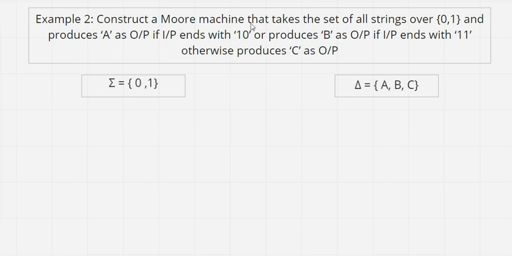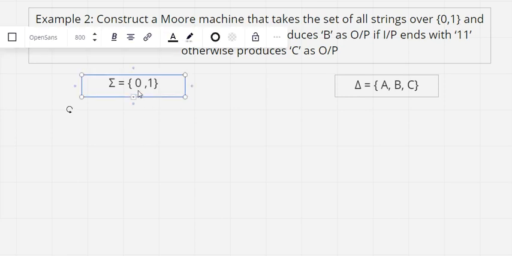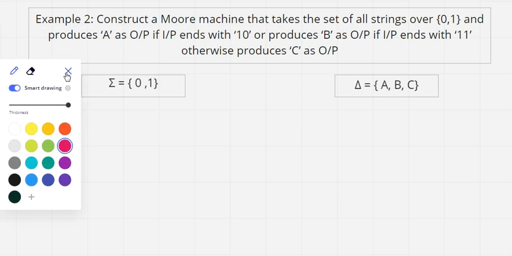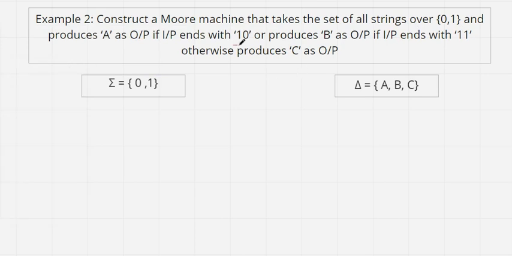We have to construct a Mealy Machine that takes the set of all strings over 0, 1 as the input alphabet, so that's already mentioned here. It produces A as output if the input ends with 1, 0. That means we have one particularly new part here. If the input string ends with 1, 0, the state will produce the output A. If the input ends with 1, 1, the output will be B, and otherwise the other states will produce the output C. So these are the given parameters.